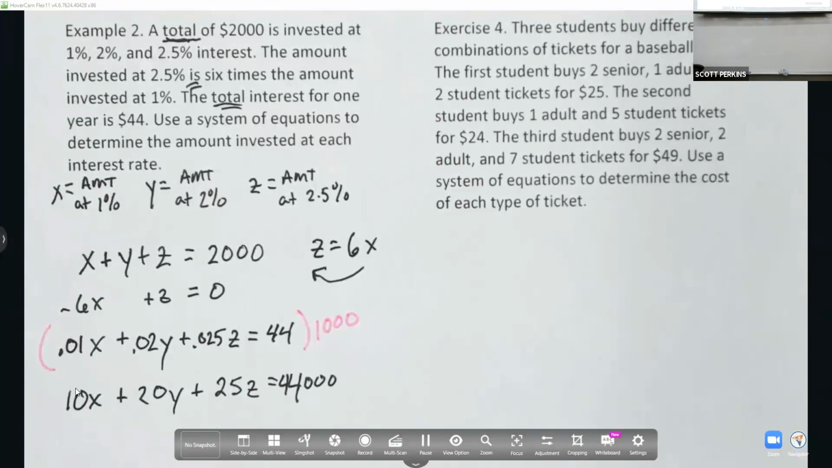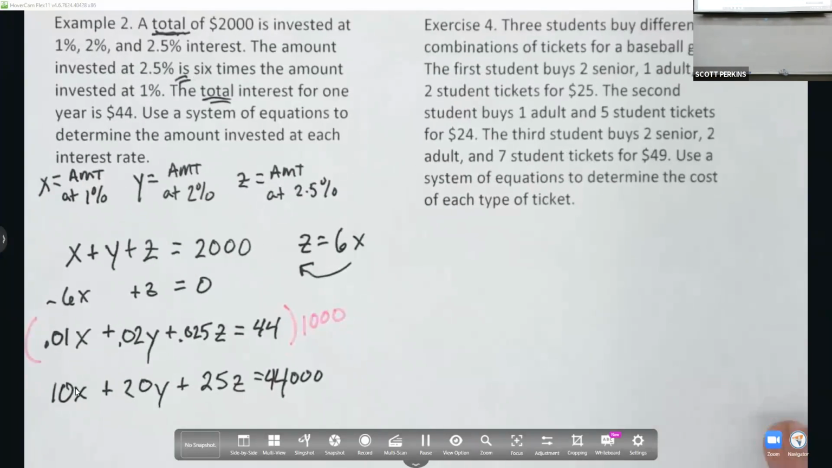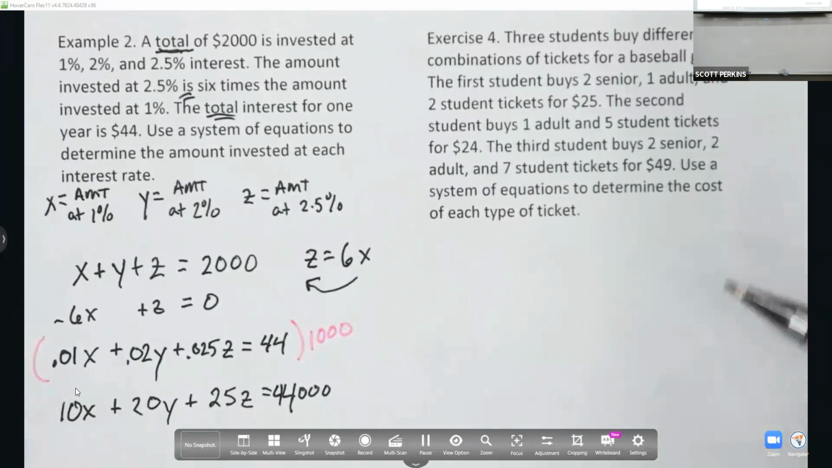All right, let's see how you did. Word problems are difficult. I totally understand. It's something you've got to just learn by doing and making mistakes. So hopefully we get enough opportunity.